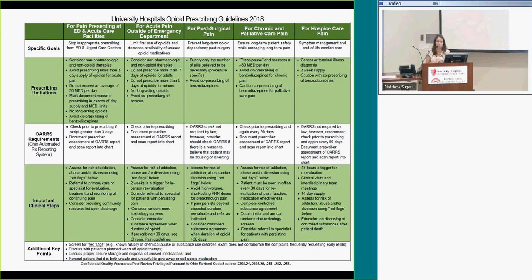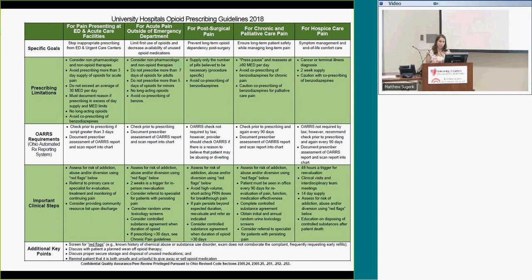This is the University Hospital's Opioid Prescribing Guidelines of 2018, which will be found on the UH Controlled Substance Toolkit on the internet. That toolkit website has all kinds of information about opioids. It is broken up into ED or acute facility, emergency room, post-surgical pain, chronic and palliative care pain, and hospital. Then it covers the specific goals, the prescribing limitations, the ORS requirements, and important clinical steps. So it breaks down what you need to be looking at when you're prescribing opioids for these patients.